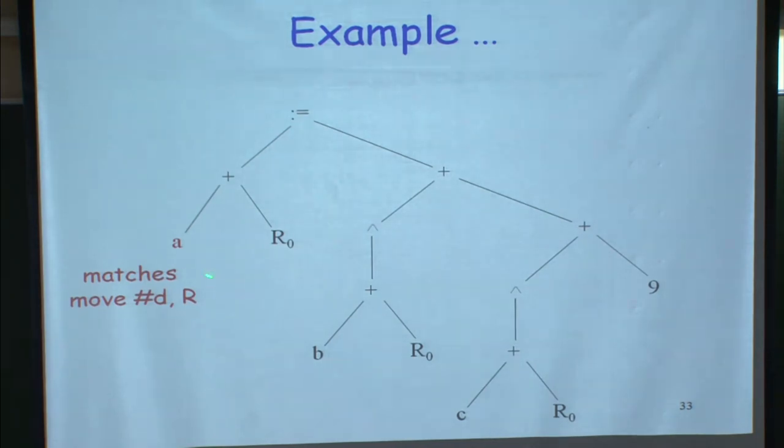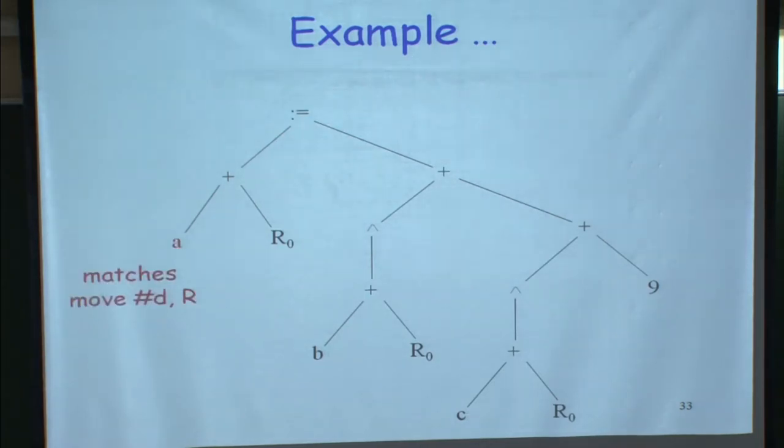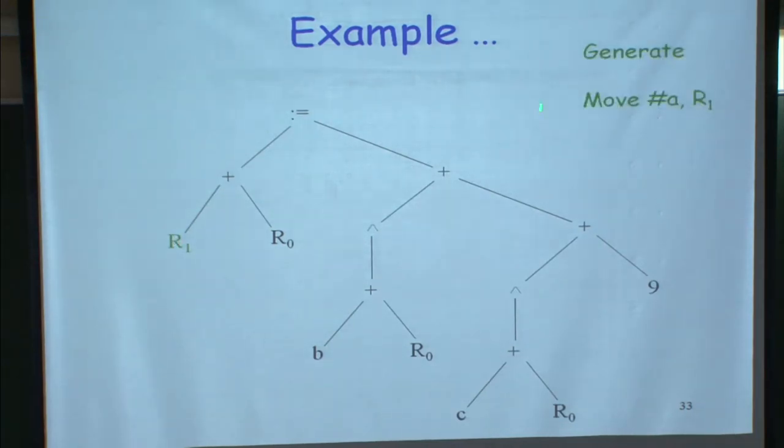If I just look at this node, it matches a template which says move a constant to R. So now the first register I'm going to use is R1, because R0 is already blocked with an offset. I can now generate this instruction which says move A to R1, and this node is replaced by R1, because this content has been moved and I have replaced this template by its reference. So I can generate this instruction, and this is how my tree will look.